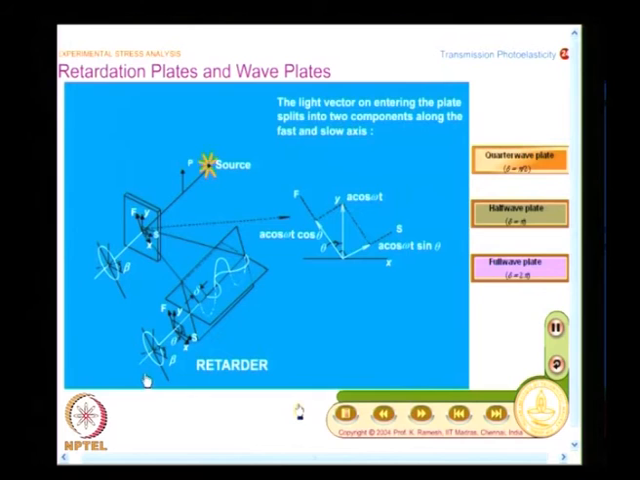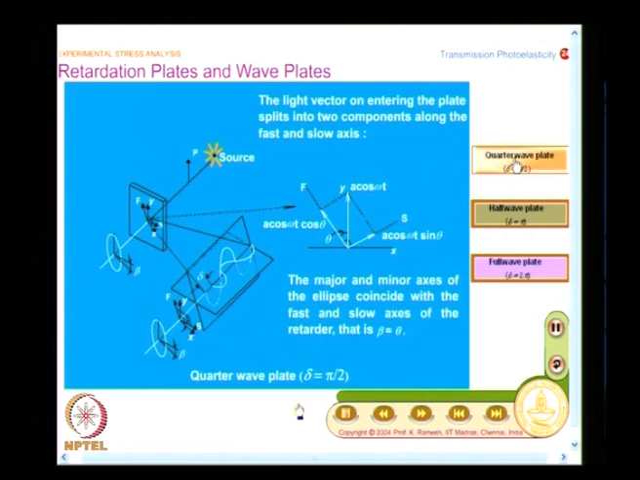I have an ordinary and extraordinary ray that travel with different velocities, and when they come out, you have an elliptically polarized beam of light. Suppose I go and adjust the thickness of the plate and ensure that I have delta equal to pi by 2. It is 1/4 of a wave. So, I call that a quarter wave plate.